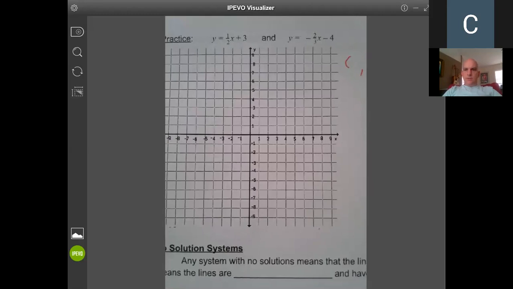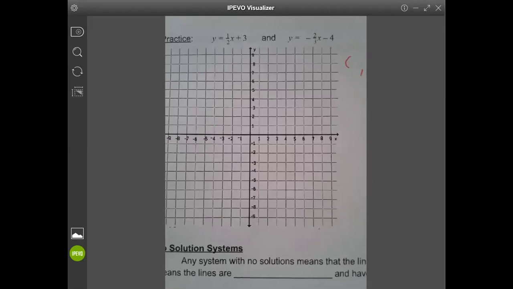All right, so let's see here. And again, if your lines don't cross at a place where you have 2 integer values for X and Y, you'll want to reevaluate how you graphed. Did you graph your lines properly? And keep in mind that it's going to be a point, an X and a Y value, right?